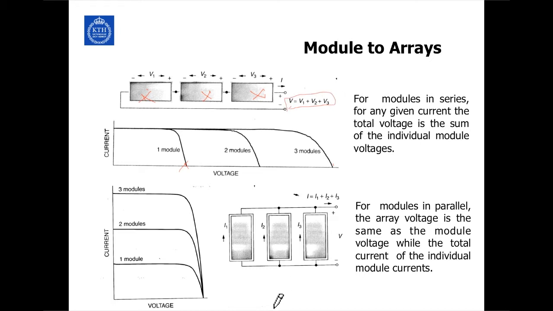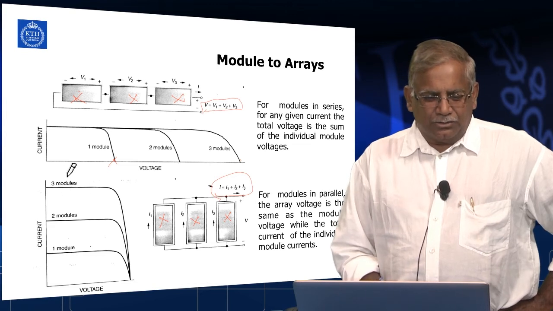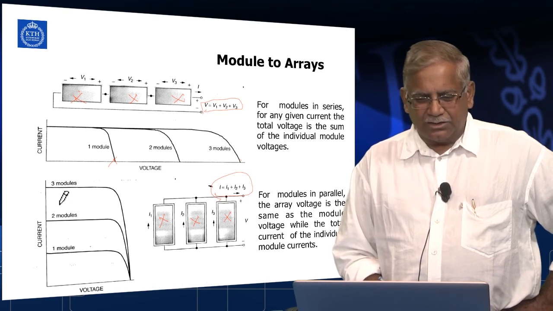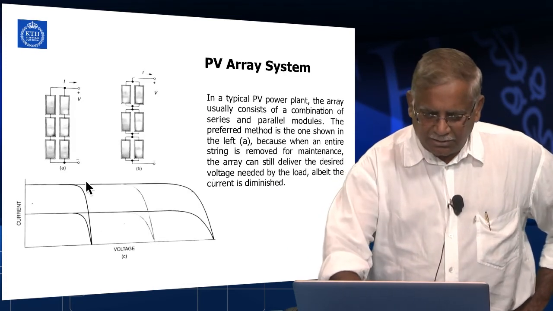Then when you want to increase the current, typically like we get 4 amps, you can't do much with 4 amps. Typically a house's electricity needs about 15 amps or so. Then what you have to do is connect these modules in parallel, and then you add the currents together. So when you want to increase the voltage, you put them in series. When you want to increase the current, you put them in parallel. So then you have one module, 2 and 3, voltage will remain the same, but the current is going up. So what you typically do for an array is combine these two things.